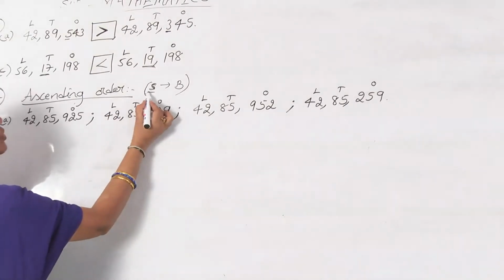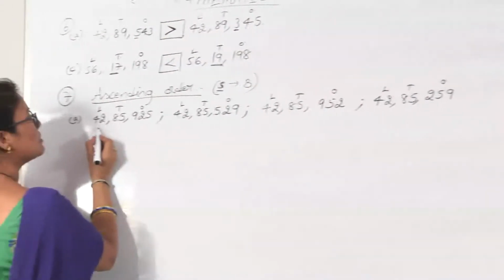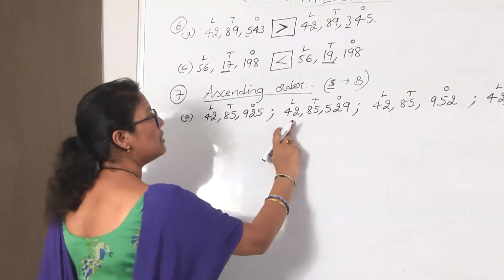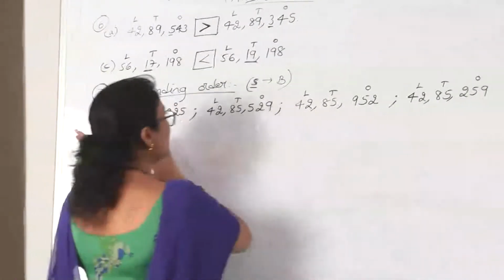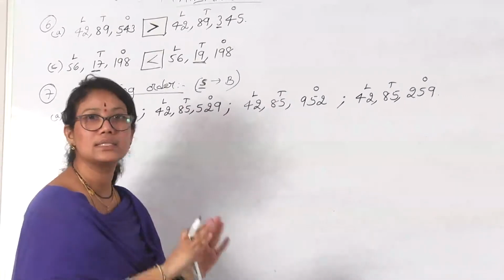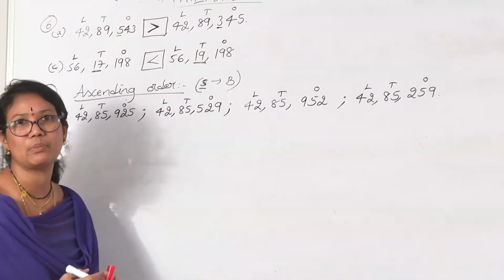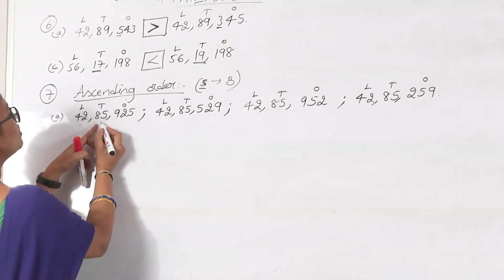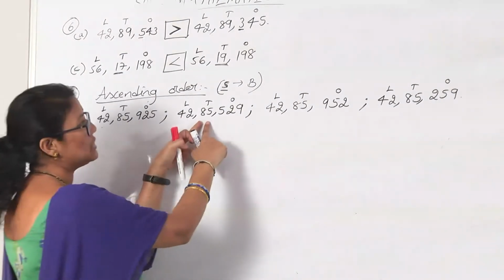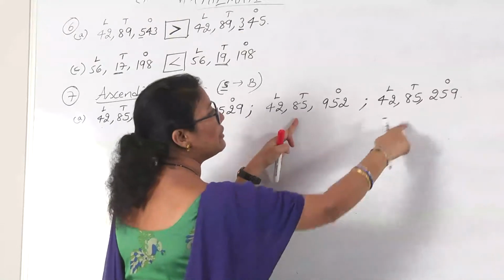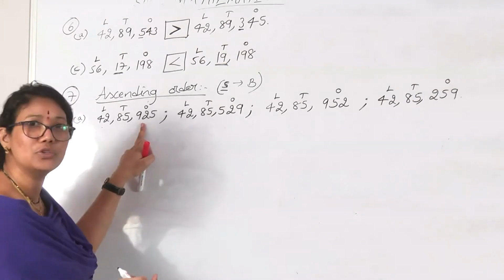Now our aim is to find out what is the smallest number, right children? Now here the lakhs period is 42, here 42, here it is also 42 and the last number is also 42. It means the lakhs period of all the numbers is the same. So there is nothing to compare as the lakhs place is same. Now moving on to thousands place. Here under thousands place it is 85, here also it is 85, 85 and 85. So there is nothing to compare in thousands place also. We move on to ones place.